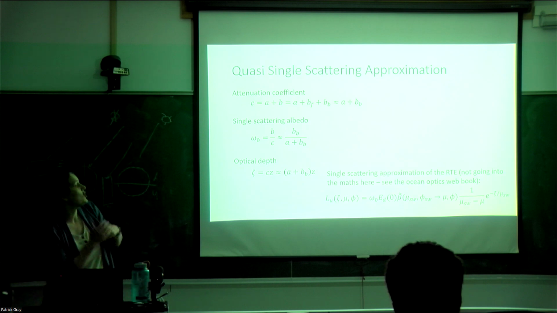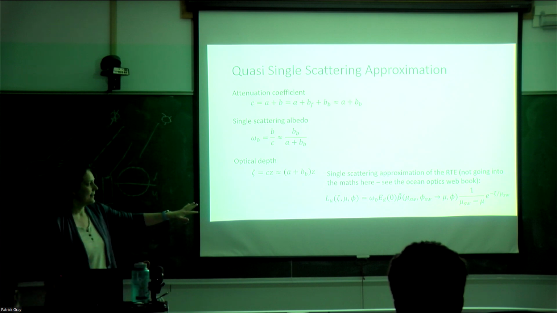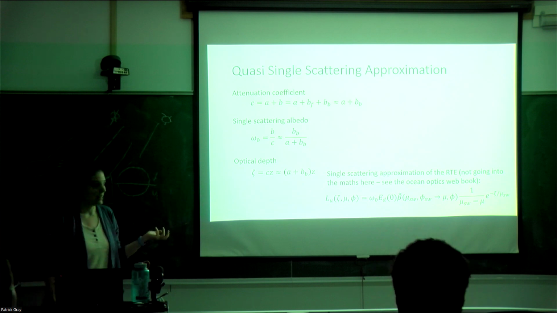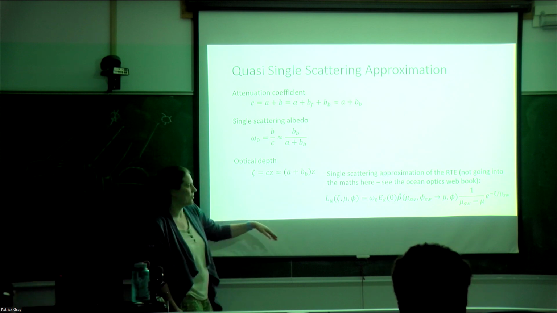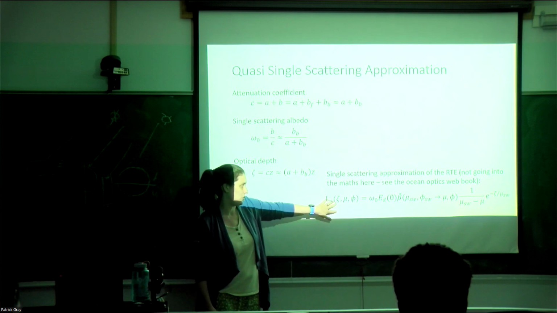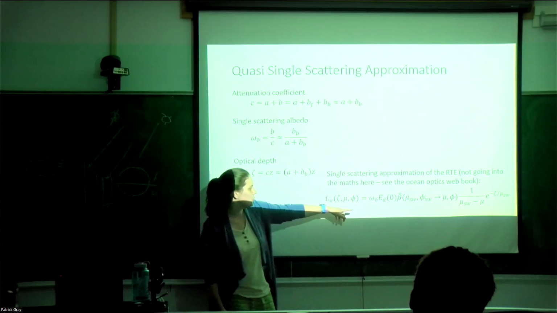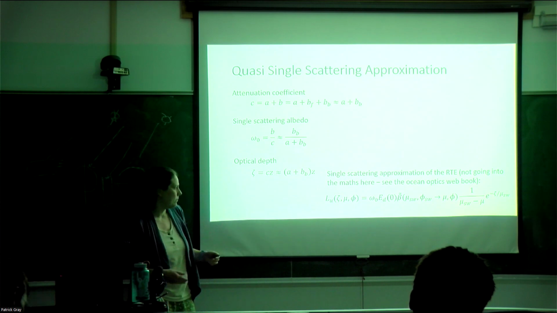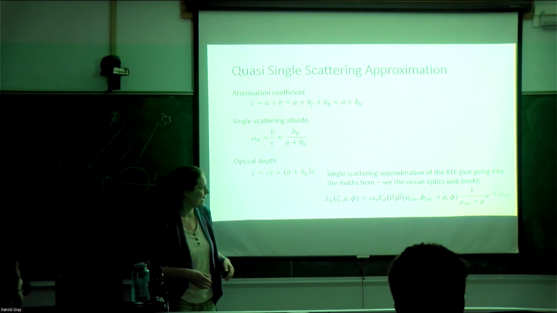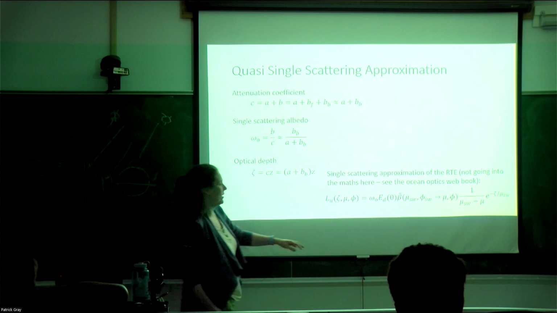And then there's something called just the single scattering approximation of the radiative transfer equation. And we're not going into the maths here. It's kind of complicated, but it is all on the Ocean Optics webbook online if you're interested. But that approximation results in this equation, which basically, we have our single scattering albedo, we have our irradiance, we have a volume scattering function described by various angles. It's fine. We don't really need to worry about this too much.